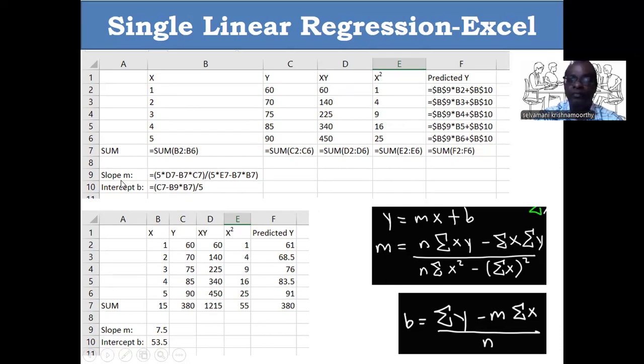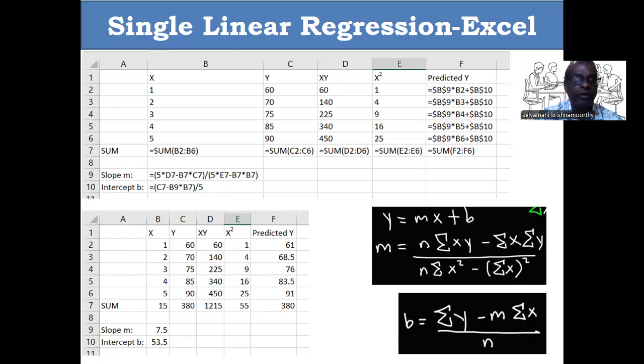After that, we try to find M. You know very well, here N is 5, the number of observations: 1, 2, 3, 4, 5. So N is 5 multiplied by D7, which is sigma XY, minus B7, which is sigma X, multiplied by C7, which is sigma Y. That means N times sigma XY minus sigma X times sigma Y, divided by N times sigma X square minus B7, sigma X, whole square. So B7 multiplied by B7. So we found M, which is 7.5. The slope of the straight line is 7.5.